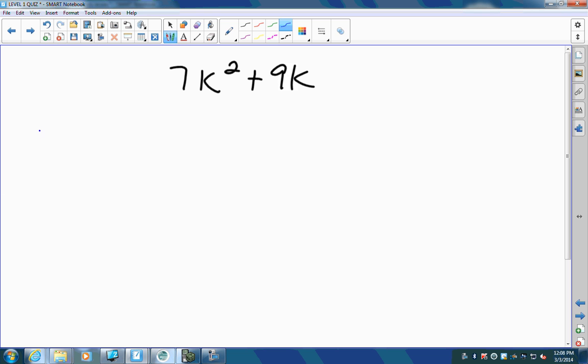My GCF, is there a number that's the same with them? Other than 1? No. Yeah, 2 doesn't go into them. Okay, but what letters in common? A k. And it's the smallest exponent, which is just to a 1. So I'm going to pull out my GCF. So I divide everything by k.